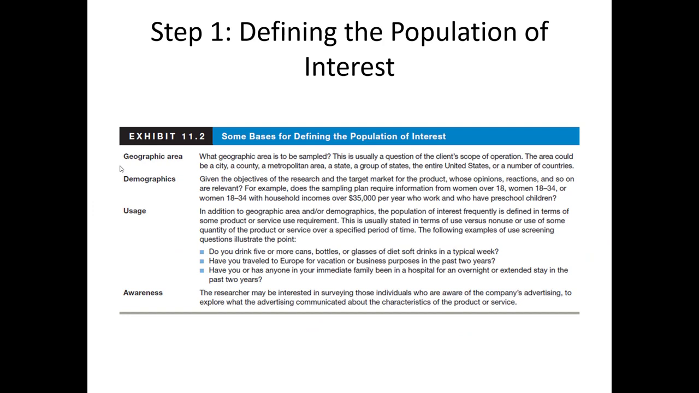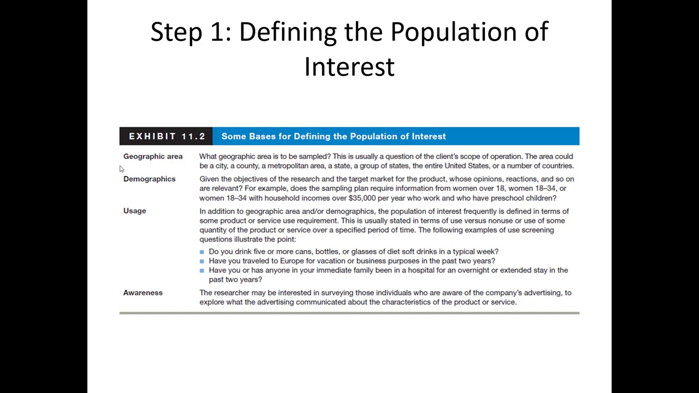Step number one, defining the population of interest. This is actually a pretty straightforward step. Basically, we want to know who or which group we want to study. So we can define a group by geographic area, for example, all people residing in Orange County, which is really a geographic region. Or we can use demographics.